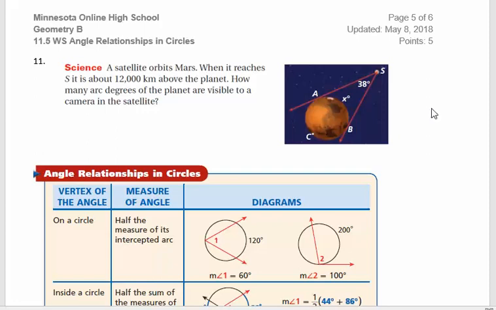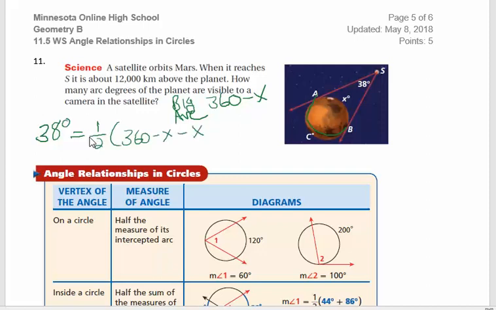In this one, in order to find this angle, it's a whole circle, so the big arc is going to be 360 minus x. And the little arc is x. So the formula is that the measure of the angle, which we know is 38, will be equal to 1/2 of the big arc, which is 360 minus x, minus the little arc, and we're trying to find x. So to solve this, let's combine our like terms, and we'd get 360 minus 2x, and then multiply both sides by 2 to undo the 1/2.